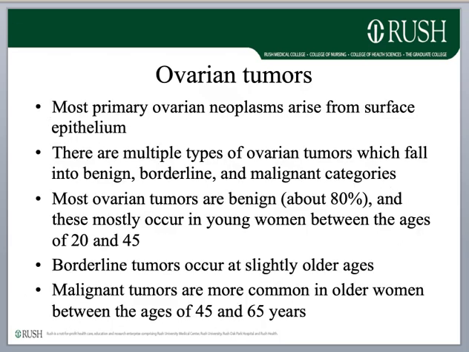Most primary ovarian neoplasms arise from the surface epithelium. There are multiple types of ovarian tumors, and some of the confusion with learning the pathology is that each of the surface epithelial tumors can be divided into benign, borderline, and malignant behaving categories. The vast majority of ovarian tumors are benign, and again, these mostly occur in younger women. But borderline tumors arise in slightly older ages, and malignant tumors are common in even older women, between the ages of 45 to 65 years.